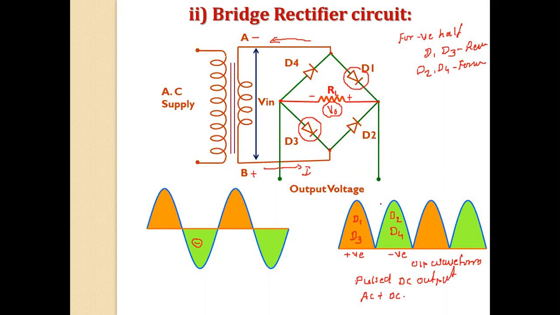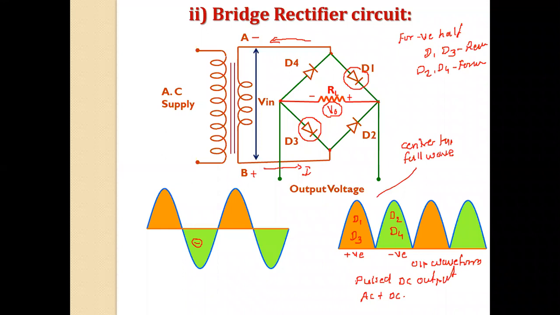Now if you observe the output waveform of a bridge rectifier circuit and compare it with a center tap full wave rectifier circuit, is there any difference between these two waveforms? Definitely no. The output waveform of a center tap full wave rectifier circuit is exactly the same as that of the bridge rectifier circuit.